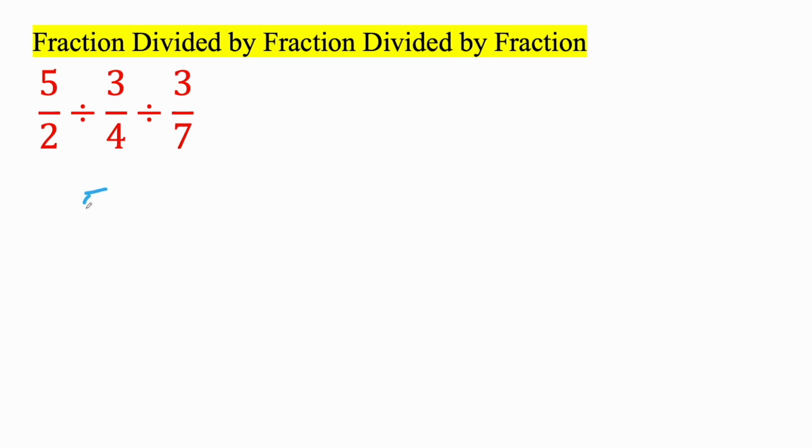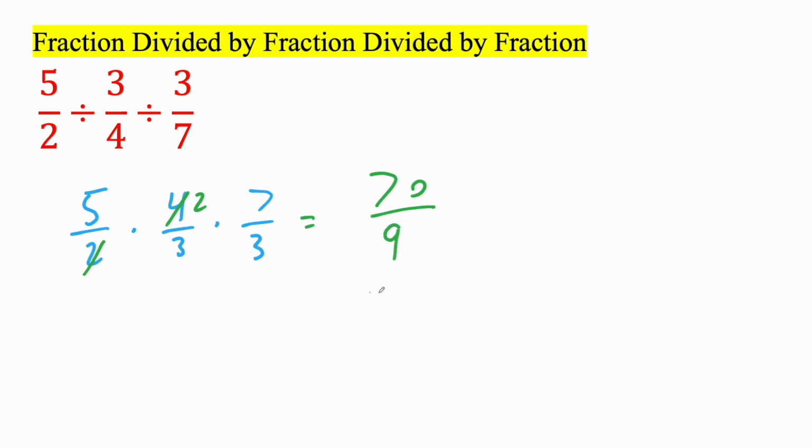So same idea, 5 divided by 2 times 4 divided by 3 times 7 divided by 3. Now we can simplify a little bit. We can cancel this 2, and this 4 now becomes a 2. It's like 4 divided by 2, so you still have 2. 5 times 2 is 10. 10 times 7 is 70. So we have 70 divided by 3 times 3 is 9. So we have 70 divided by 9, and this right here is our final answer.